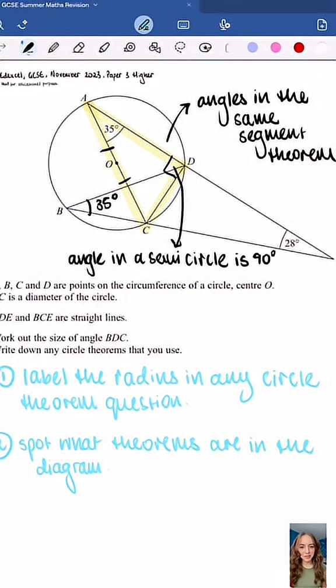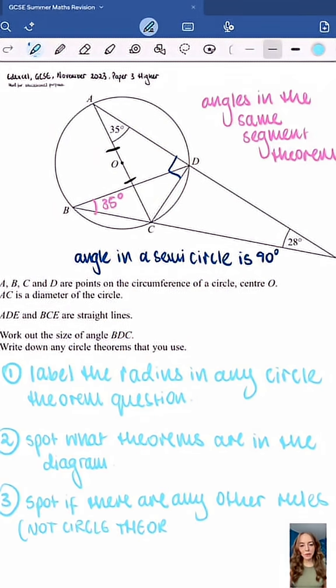Now that we can't use any more circle theorems, this is when we're going to have to start problem solving. What I mean by this is see if there's anything else you can spot in the diagram. Can you see straight lines? Can you see triangles? Can we somehow figure out the angle that we want in the end from this?